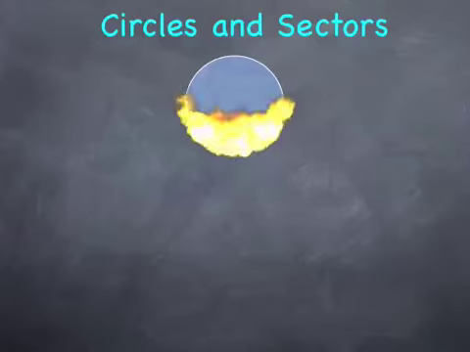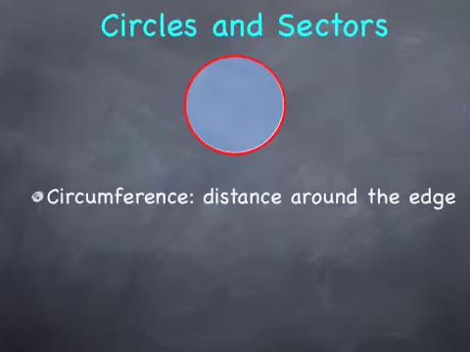Okay, we're looking at circles and sectors in this tutorial. Here's a circle, and let's concentrate on circumference first. The red line appearing is the circumference. It's one lap right around. It's the distance around the edge.